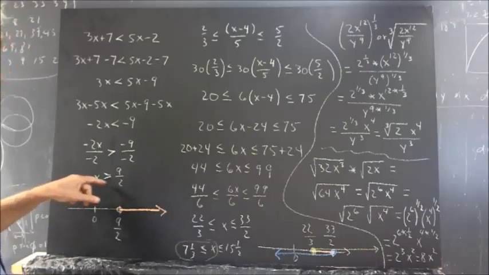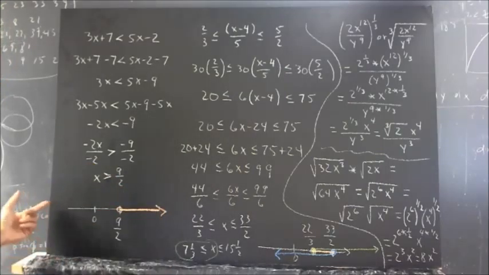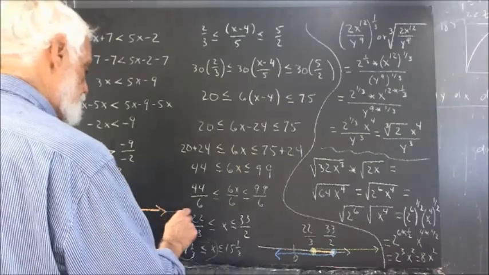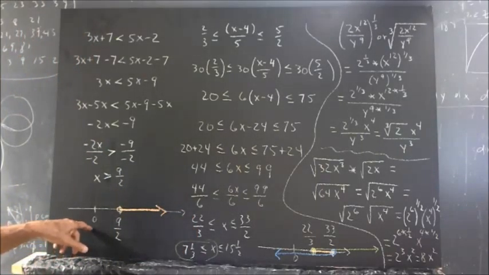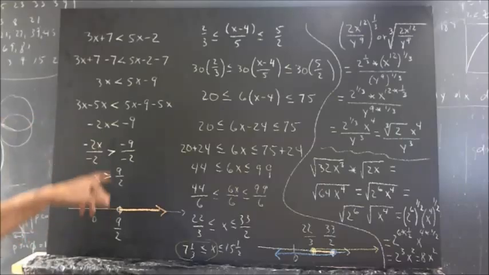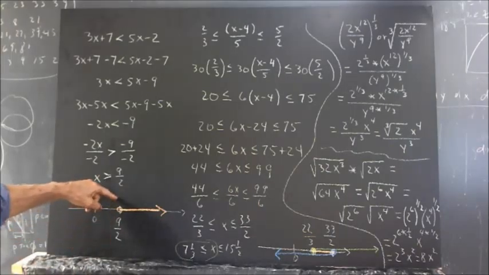Our graph for x greater than 9 halves, we just draw an axis, a number line, okay, and on that number line we locate 0, and we've only got one number to worry about, which is 9 halves, so we can put it anywhere we want as long as it's to the right of 0, because it's positive. So 9 halves, put it here.